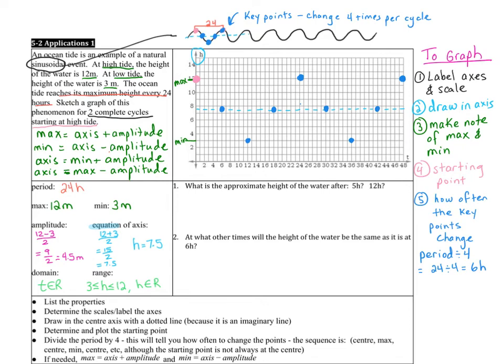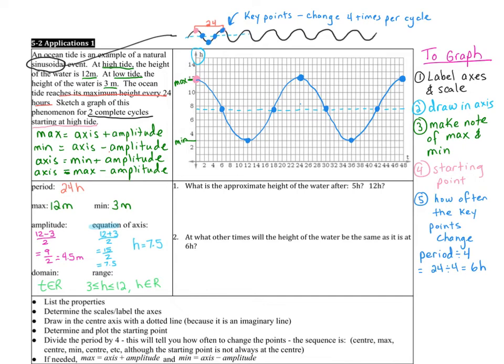And when you graph this, remember it needs to be curvy, not zigzag. It doesn't have to be perfect, because even I'm not going to make it perfect, but you want to make sure that it looks like it's curved and not zigzagged, and it would look like this. So that is a sinusoidal application.